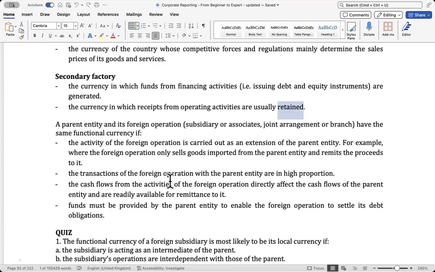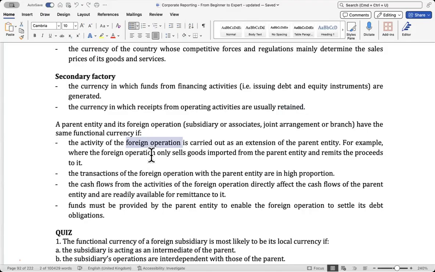A parent and its foreign operation have the same functional currency if that foreign operation is carried out as an extension of the parent, for example, where the foreign operation only sells goods imported from the parent and remits the proceeds to it.